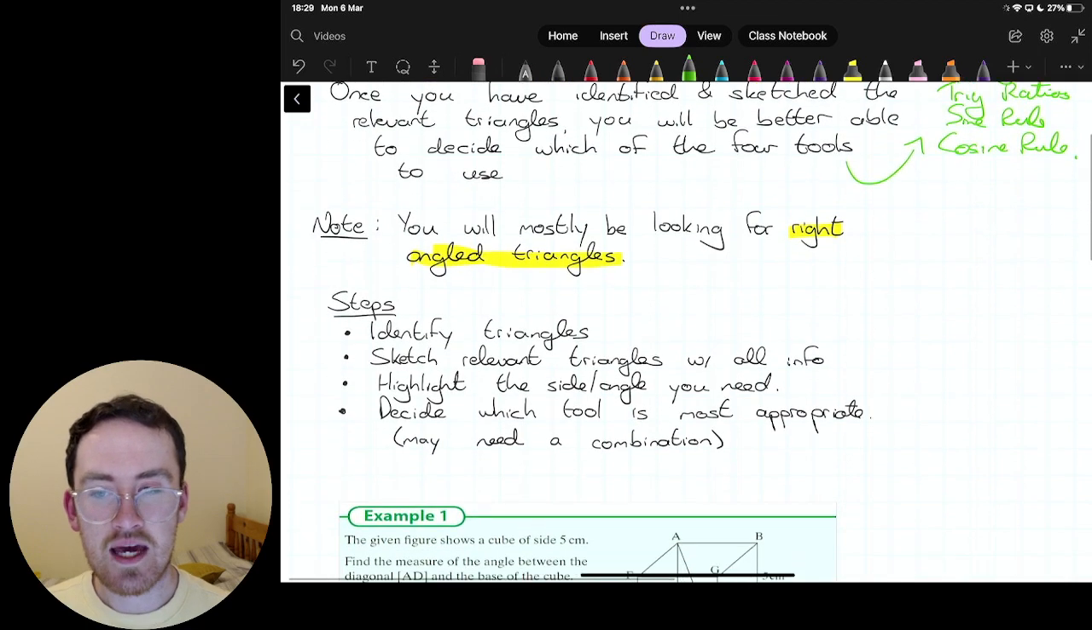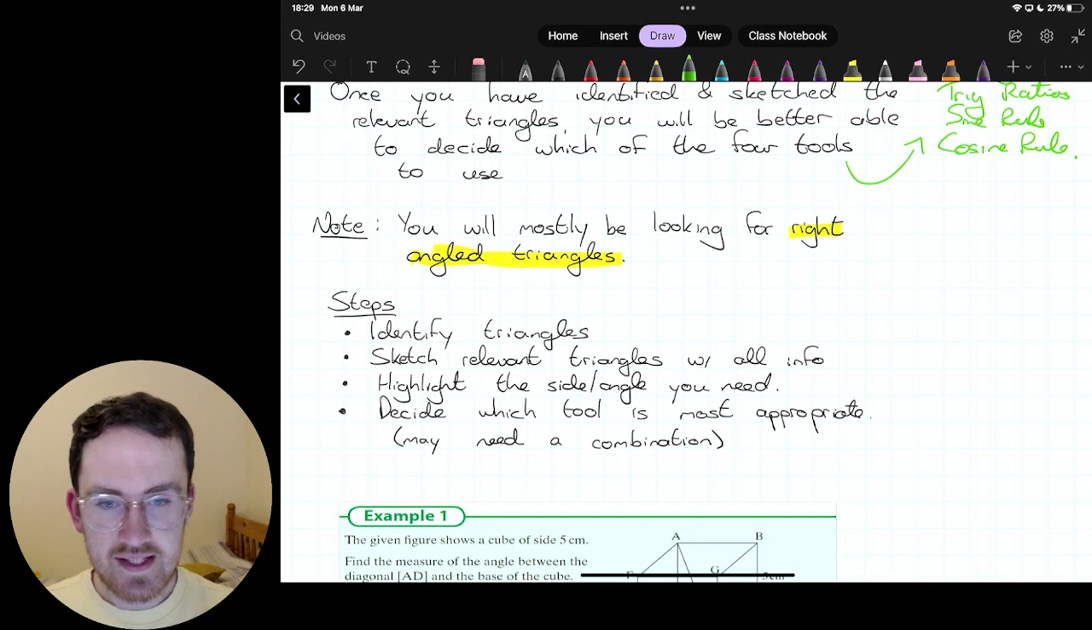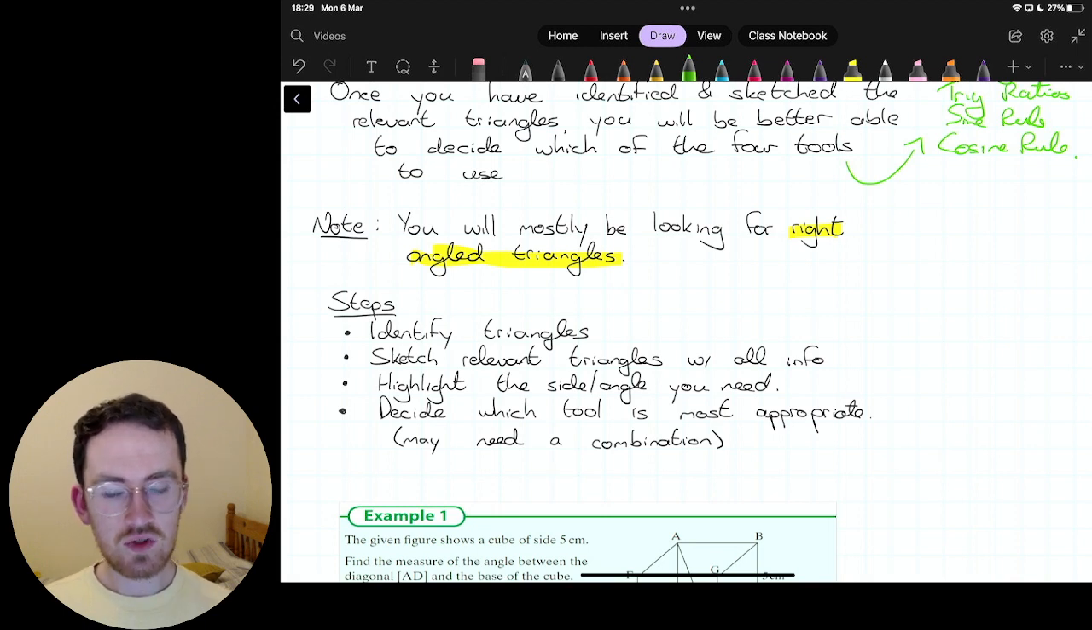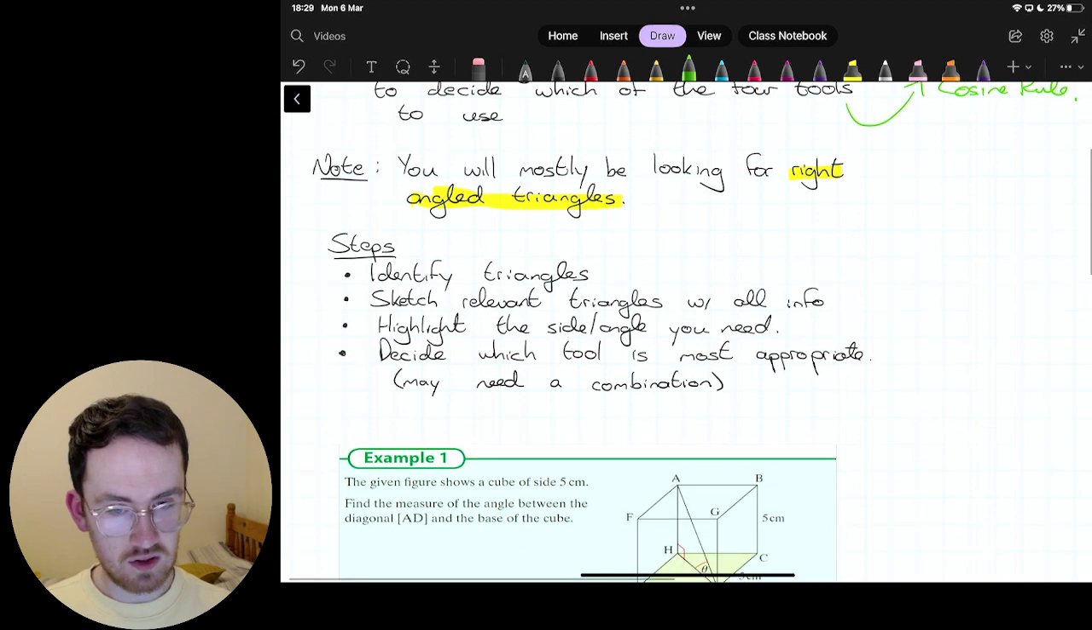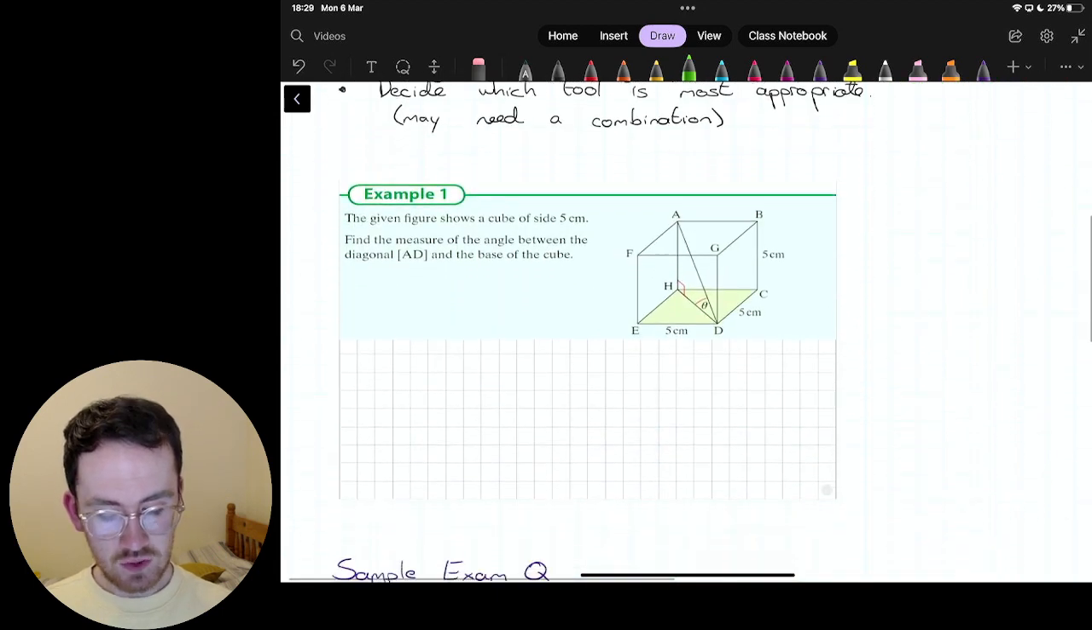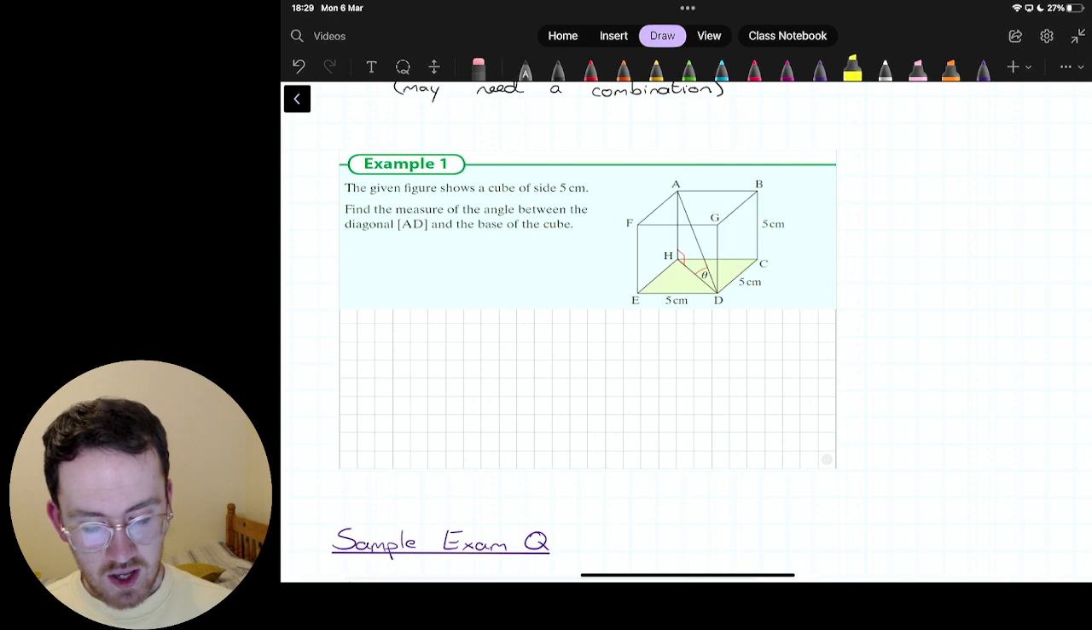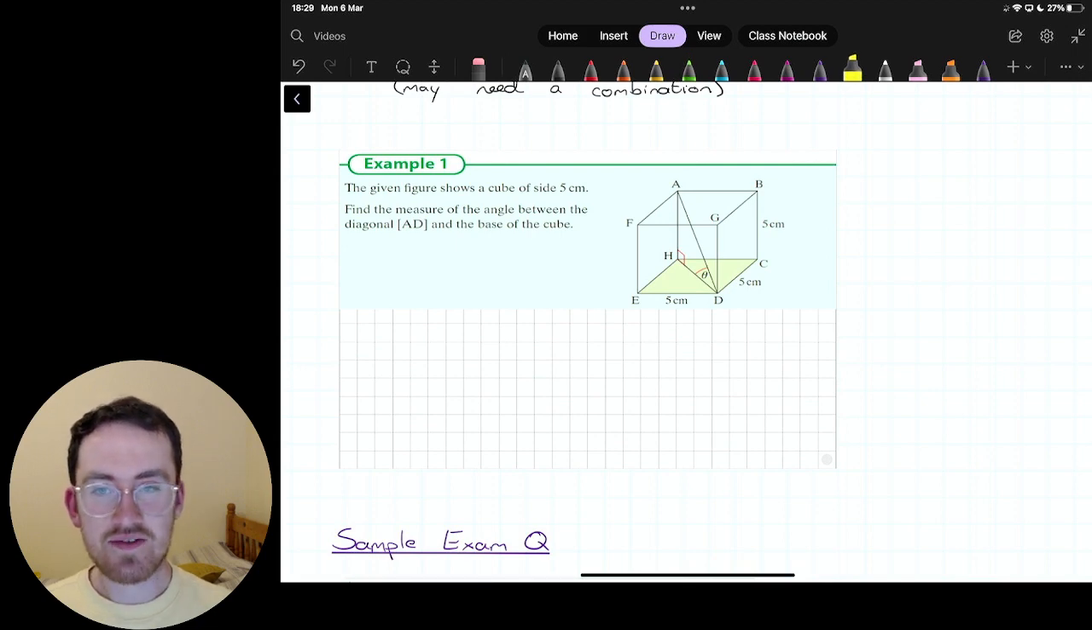So the key steps are: identify the triangles, sketch the relevant triangles with all the info that we have, highlight what we're looking for, and then decide which tool is most appropriate. Noting that you might need a combination of tools. So maybe Pythagoras might be needed to start the question, but you may need to continue with cosine or with sine rule.